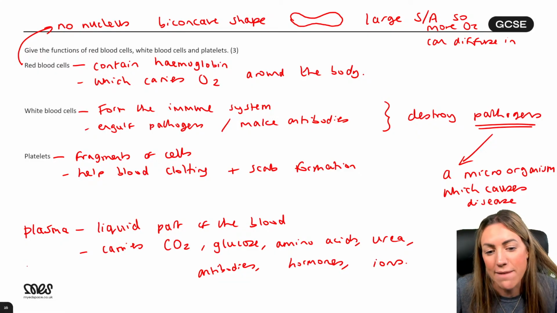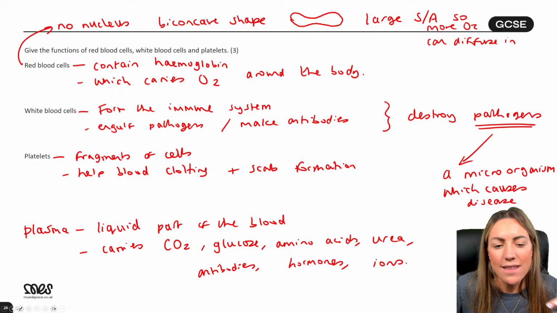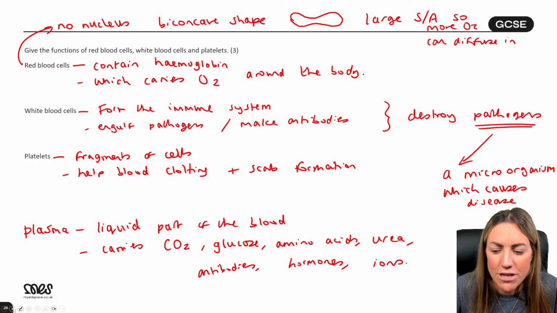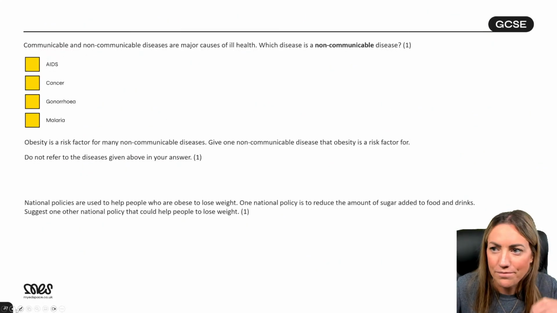Platelets do help to prevent infection, but it's really important that you explain it's because they form blood clots or scabs, right? So it reseals the skin's barrier. So yeah, it helps prevent infection.